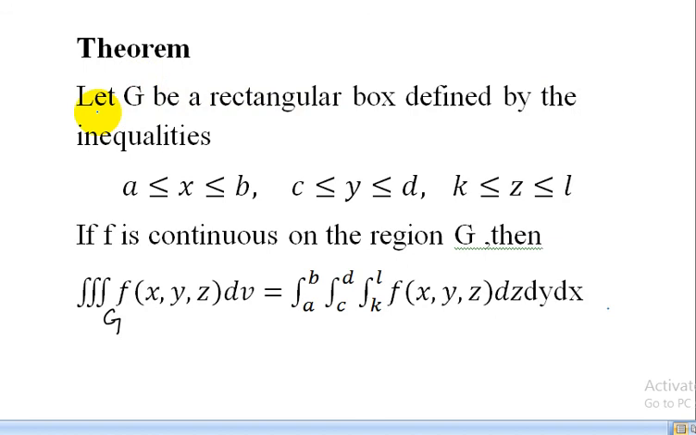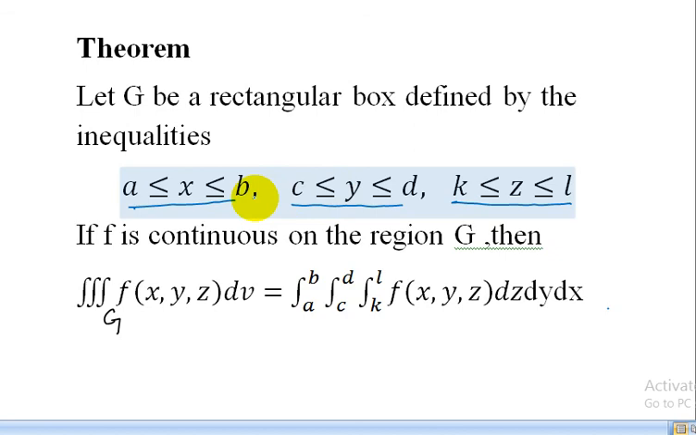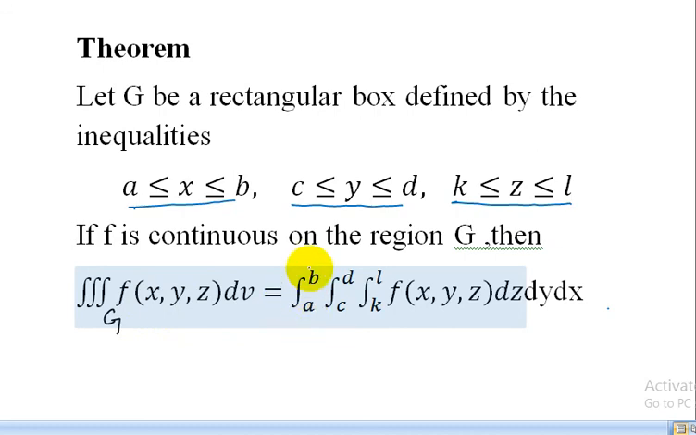Next we discuss a theorem. Let G be a rectangular box defined by the inequalities a less than or equal to x less than or equal to b, c less than or equal to y less than or equal to d, k less than or equal to z less than or equal to L. These three inequalities represent a rectangular box in 3D space. If f is continuous on the region G, then triple integration over the region G for function f is equal to integration a to b, integration c to d, integration k to L, three integrals for the function f of x, y, z, dz, dy, dx. Here variation of x is from a to b, variation of y is from c to d and variation of z is from k to L.